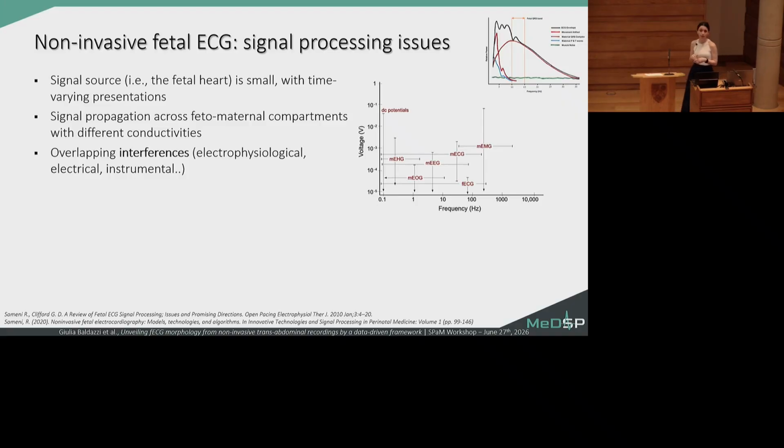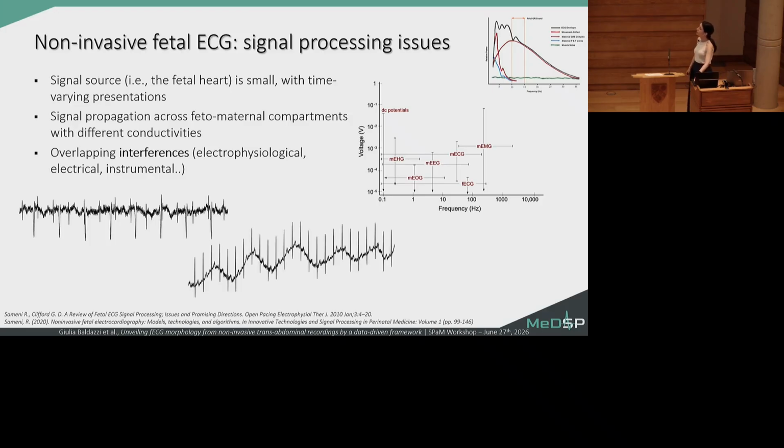But also the overlapping interferences: instrumental noises, power line noises, but mainly the maternal interferences, so the maternal ECG, as we can see here, that is very high with respect to the fetal ECG, the maternal respiration and the uterine contractions, which can overlap not only in the time domain but also in the frequency domain. And in this sense, it's very challenging for all the bioengineers, because we cannot apply conventional signal processing methods.